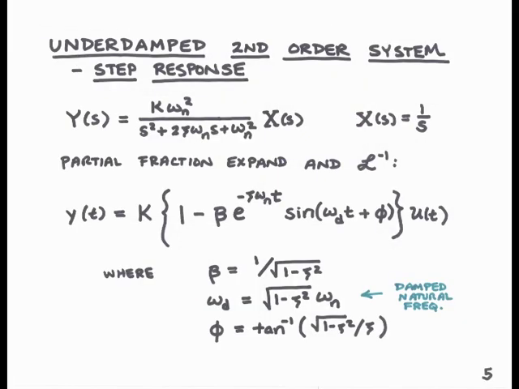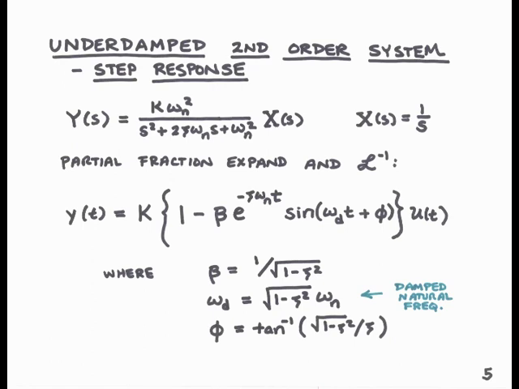So let's now look at the step response of an underdamped second-order system. The way we can find this is we'll start with the relationship between the input X of s and the output Y of s through the transfer function K omega n squared divided by s squared plus 2 zeta omega n s plus omega n squared. And we'll substitute in X of s equals 1 over s. That, of course, is the Laplace transform of the unit step. We multiply these together to find Y of s. Then we partial fraction expand and inverse Laplace transform.